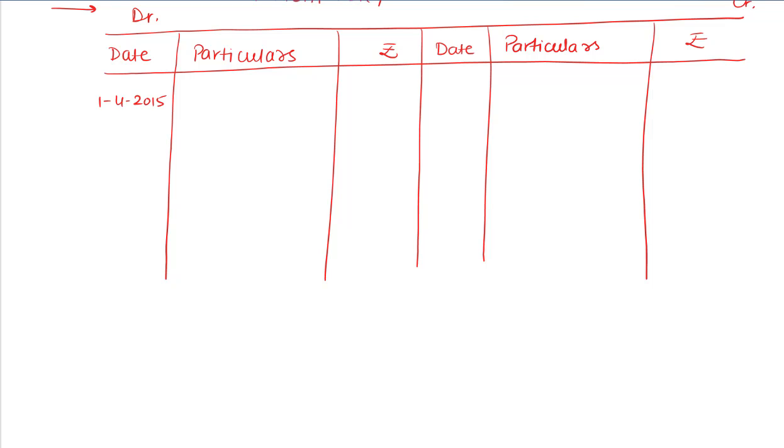First April 2015, the machinery was purchased. So to bank, amount is 80,000, and on the same date the installation charges of 20,000 need to be capitalized.